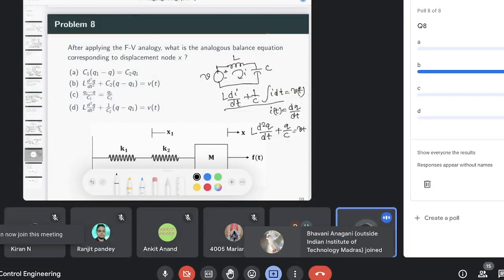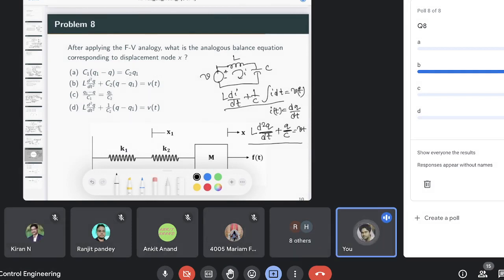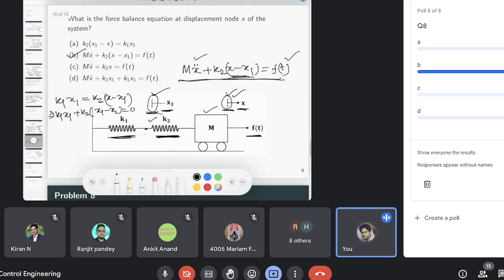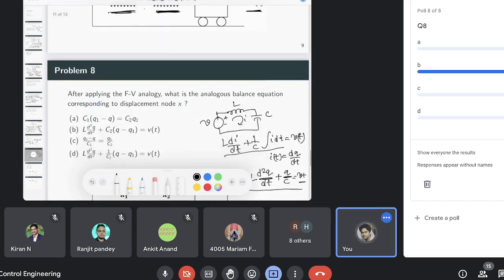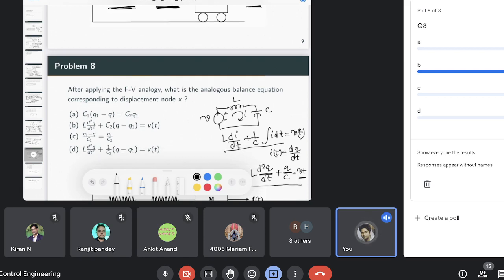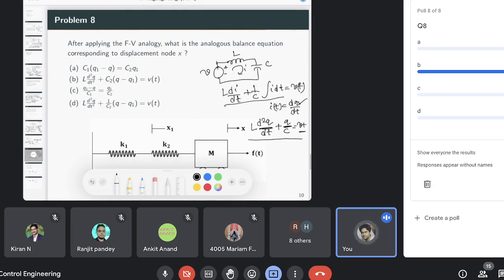Now we can see that this type of equation, where we have a second derivative and a normal term equal to voltage, is similar to this mass spring system. We don't have any damper. If a damper is present, then you can take a resistance, and then we have a first order derivative also in terms of the charge equation, right? So then this analogy will be what?